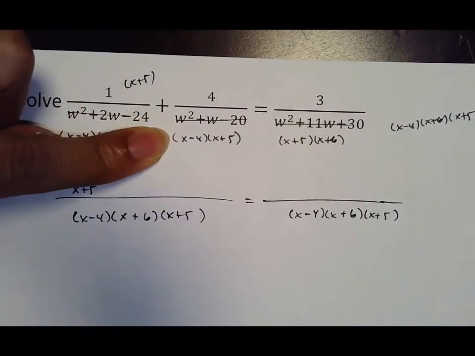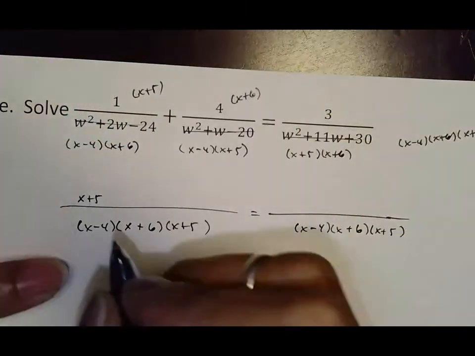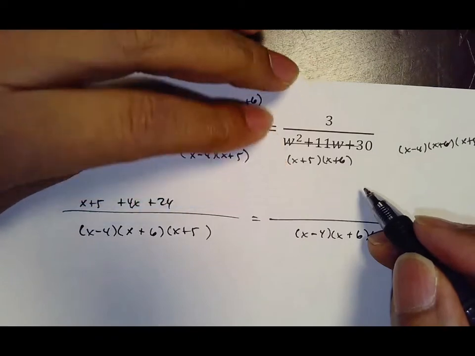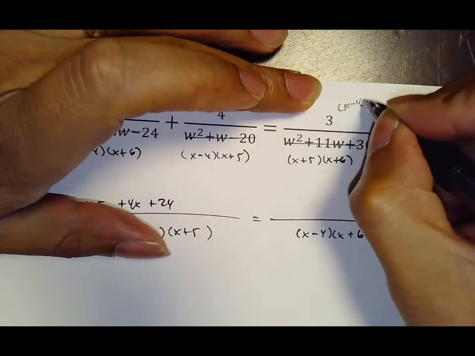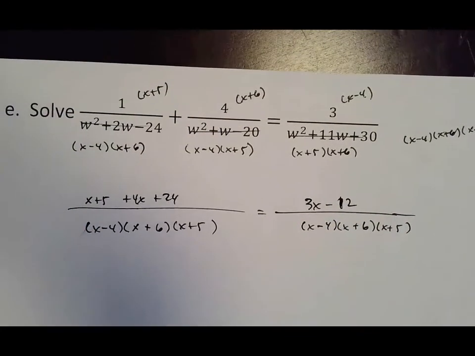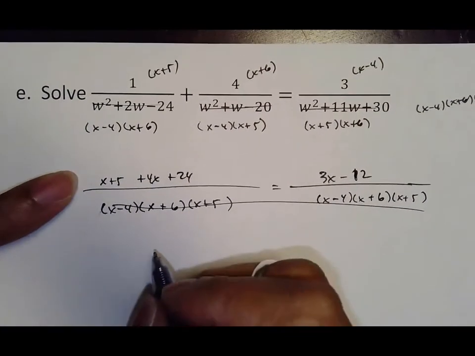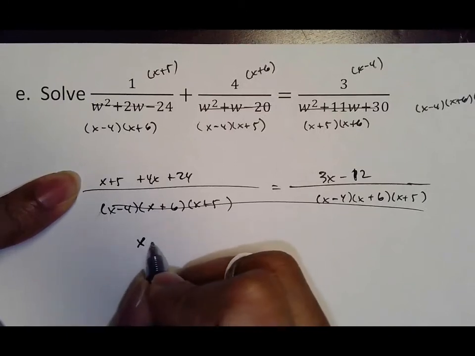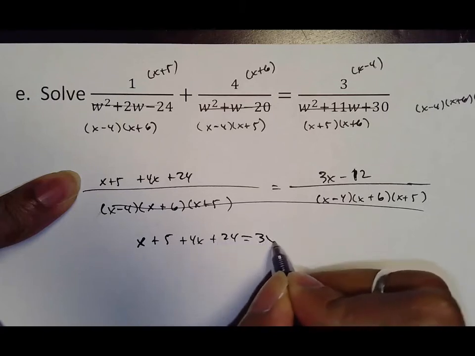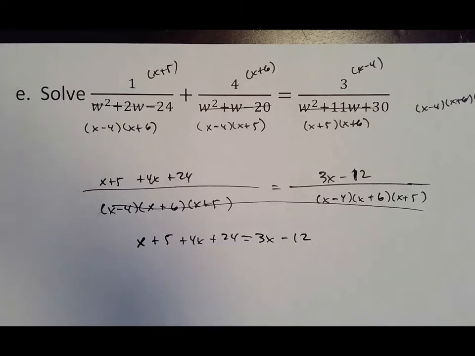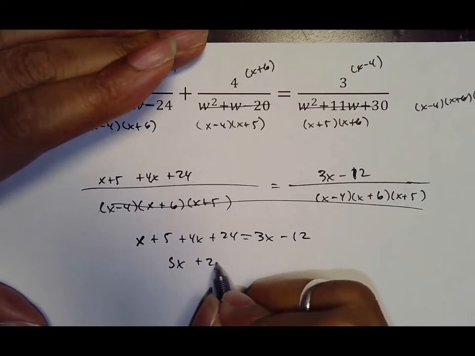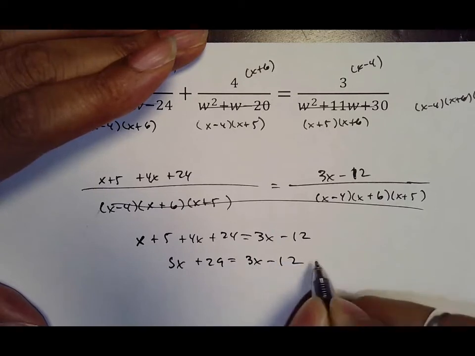That this is missing x plus 6, so it would be plus 4x plus 24. And that this is missing x minus 4, so it would be 3x minus 12. And once again, we did the work that we need to do, and this is insignificant, which means we end up with what? I'll just write it again, standard way. But again, what you could do from there is just combine your terms, which I'm going to do now. So 5x plus 29 equals 3x minus 12.